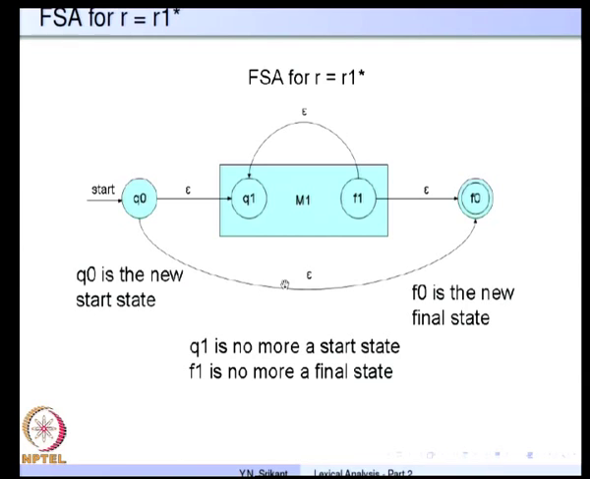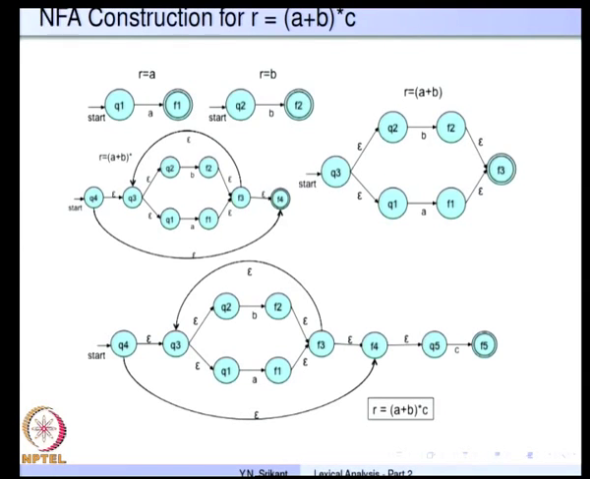Now it is time to look at a good example. Here the regular expression is (a plus b) star dot c. It has all the operators that we have seen. The base clauses correspond to a, b and c, and then there is a plus, and then there is a star, and then the concatenation.